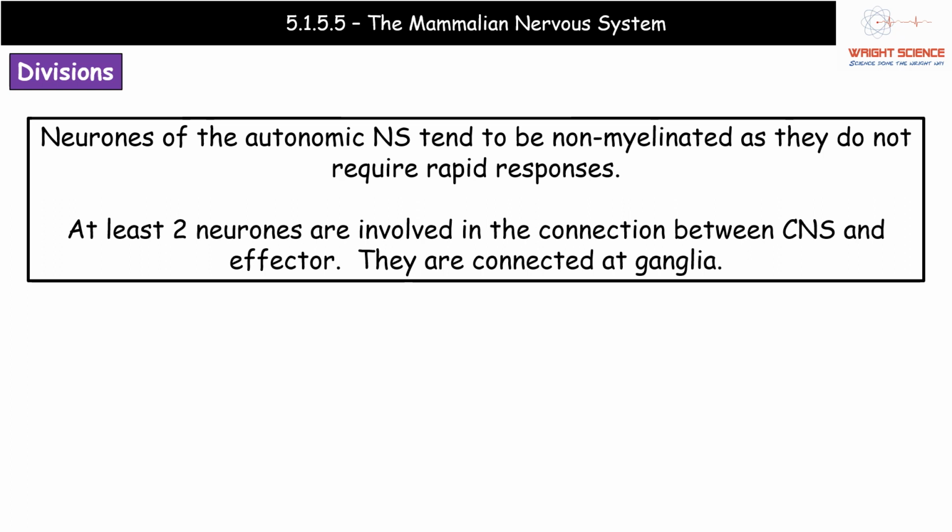The key features of our autonomic nervous system then is the neurons of that autonomic nervous system tend to be non-myelinated. If we're thinking about things like your heart rate, etc., that doesn't actually require rapid responses. Therefore, non-myelinated neurons work absolutely fine. We also tend to see at least two neurons involved in that connection between the central nervous system and the effector. And those neurons are connected at a region called the ganglia.